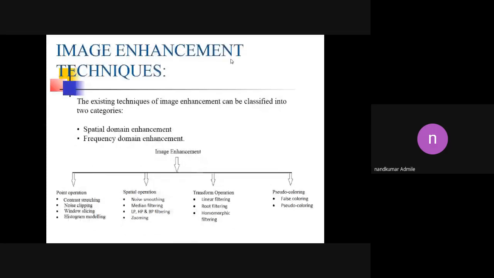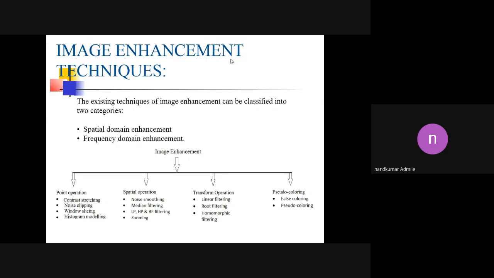Along with these two techniques, we have to study the classification of image enhancement. What are the different types, and how is it classified into such different types? If we deal with individual pixels, that is nothing but a point. That's why we call it point processing.